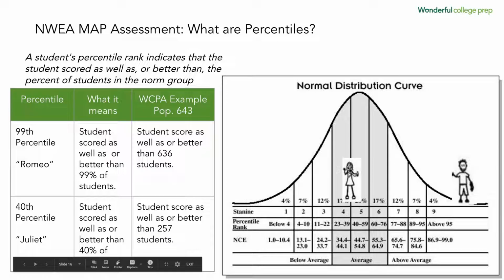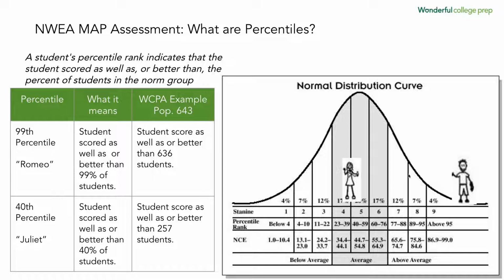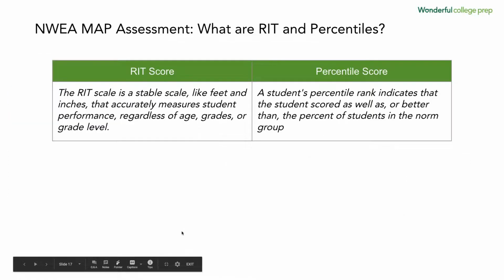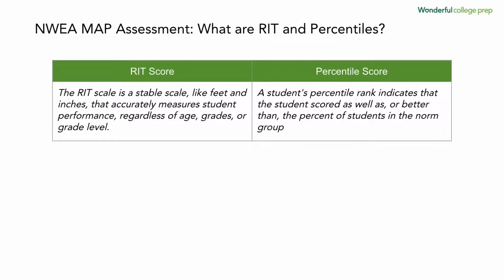Next, we have Juliet. Juliet was in the 40th percentile, so that means she scored as well as or better than 40% of students. But that also means that 60% of students did better than Juliet. But on an exciting point of her, she did as well as or better than 257 students. So again, what is RIT? What is percentile? RIT score is that stable scale that tells you the one score for where your kid is, regardless of age. Percentile score is going to tell you how many kids that your child scored as well as or better than, as well as how many kids did better than your student.